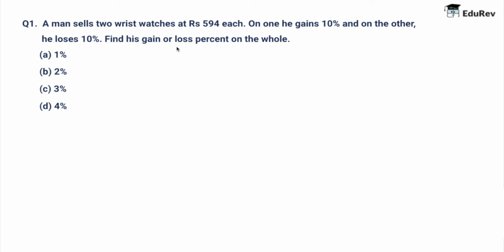Question number 1 states, a man sells 2 wristwatches at rupees 594 each. On one he gains 10% and on the other he loses 10%. Find his gain or loss percent on the whole. Now we are given that the SP of the first wristwatch is 594. This is the SP of your first wristwatch. And the gain percent is nothing but 10%.